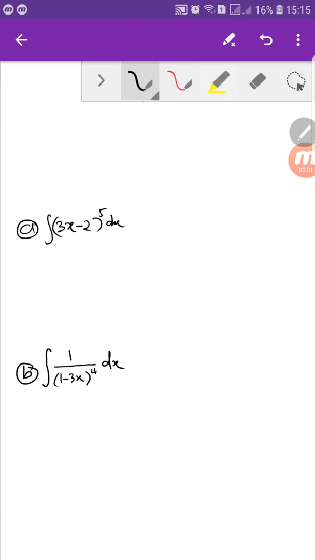Good day. Today I would like to discuss several examples of integration involving a bracket with a certain power.